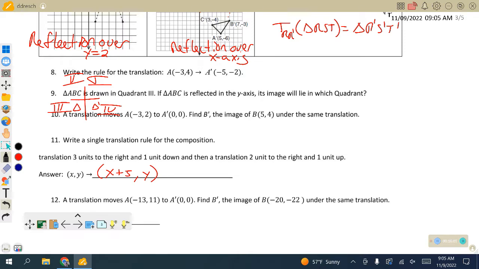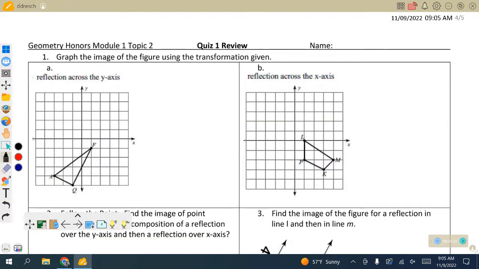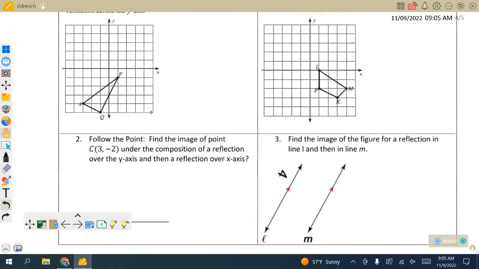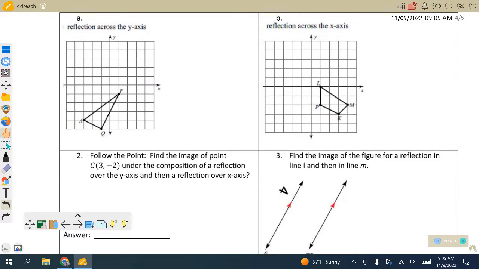Okay, let's take a look here. So on that quiz review, it should look pretty similar to what we just went through some questions on, the homework from last night. As I'm looking through this quiz review, between what we just went over and the review, and again, that quiz, there should not be anything crazy there. The only thing I kind of noticed on the quiz review, take a look at question 1, A and B. It says reflect over the x-axis and y-axis, which is fine. There's no issues with that.